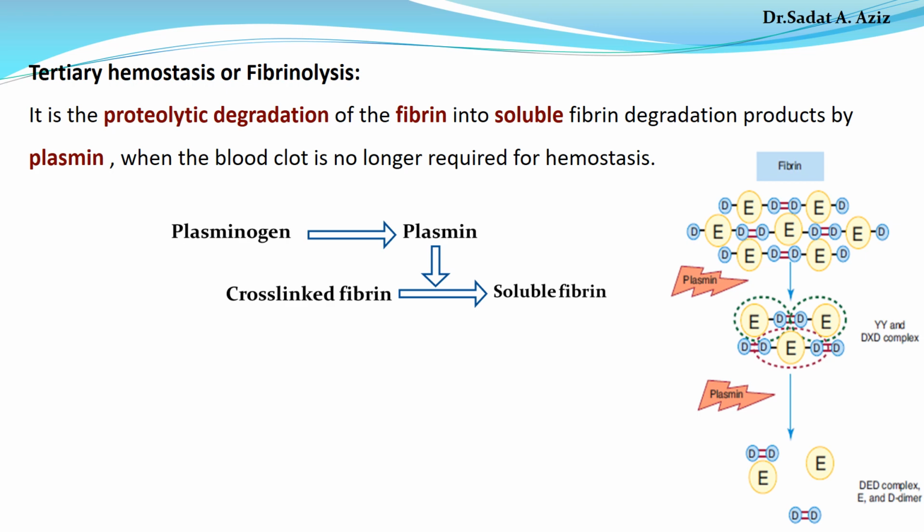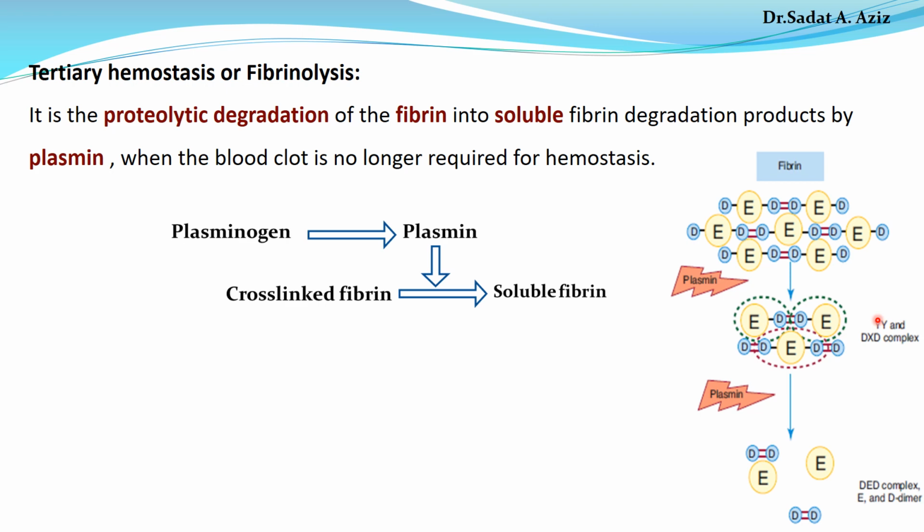The last stage of hemostasis is called tertiary hemostasis, or fibrinolysis. It is the proteolytic degradation of the formed fibrin into soluble fibrin degradation products by an enzyme called plasmin, when the blood clot is no longer required for hemostasis.